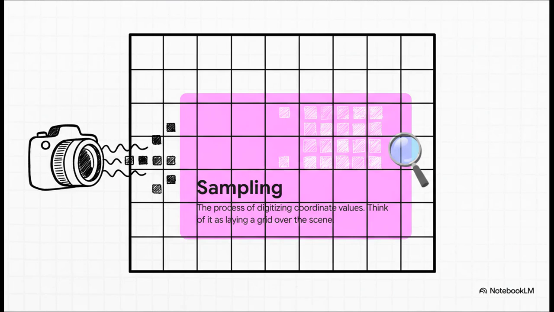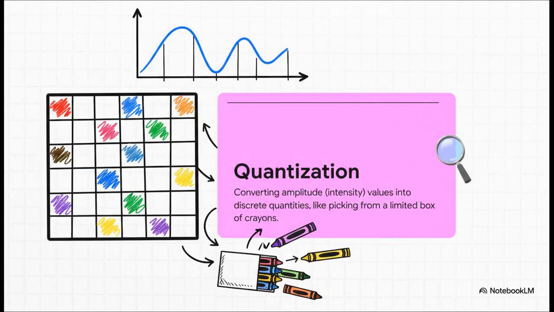The easiest way to think about this is to imagine laying a giant piece of graph paper over the scene you're capturing. Every single little square on that paper is going to become 1 pixel. And it's pretty simple. The more squares you have on your grid, the more detail you're going to be able to capture.